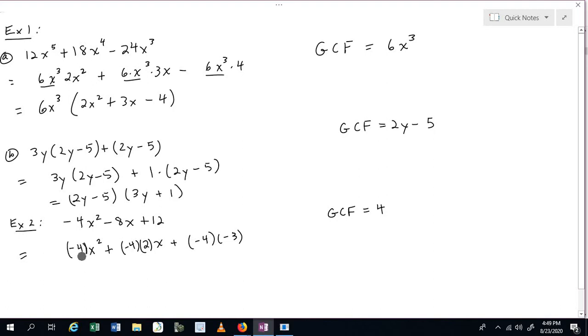Now let's check and see if this makes sense. Let's think of this as negative 4 times x squared. Negative 4 times 2 is negative 8, and when I add a negative, it's the same as subtracting, so those are the same. Then negative 3 times negative 4 is equal to 12, and the addition sign is still there. So what I've done is equal to what I had before. The reason I'm doing this is because I'm going to take this negative 4 out of each of the three terms.